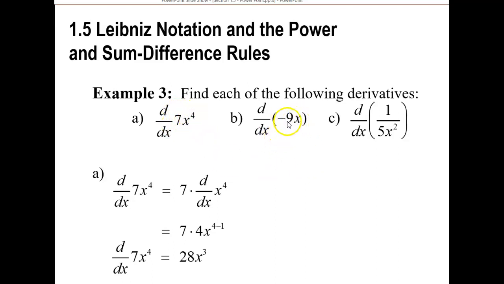All right, here, we can think of this as being a linear function, right? This would be y equals negative 9x. That's the graph of a line. So our derivative should just be negative 9. Right, we can see it by using our rules.